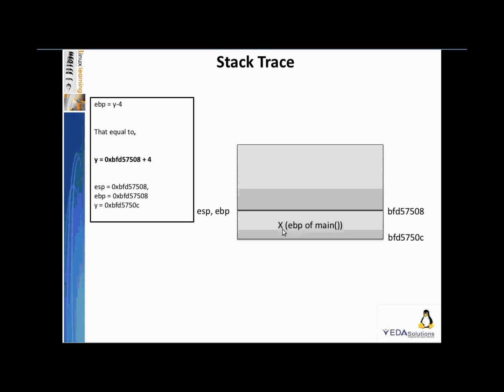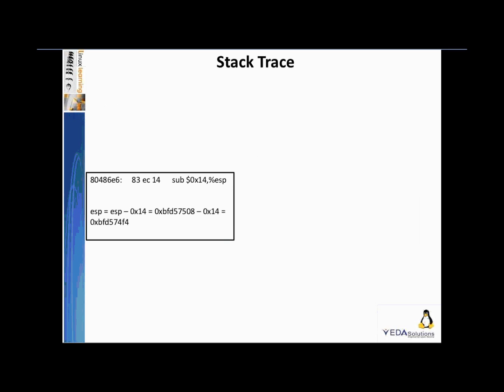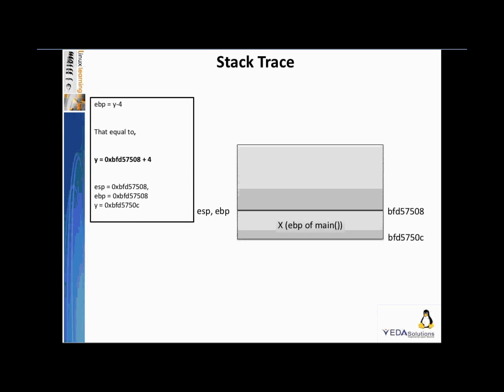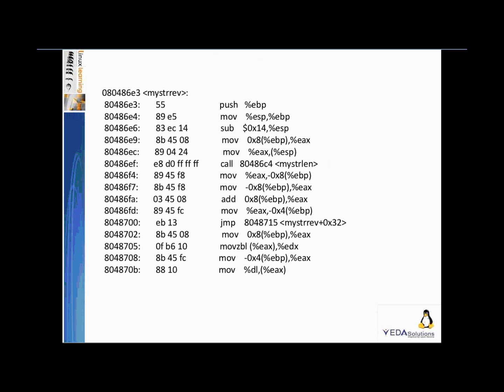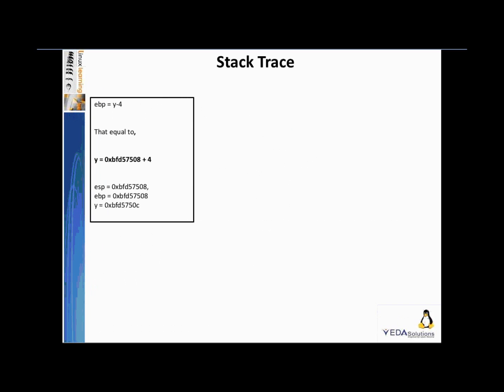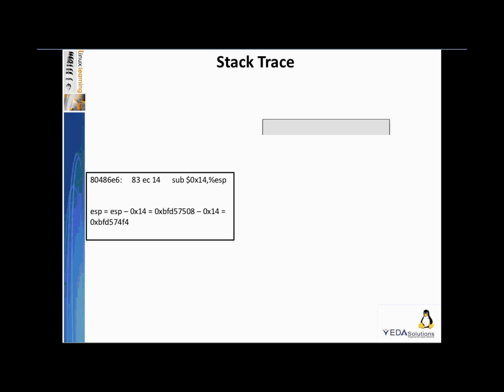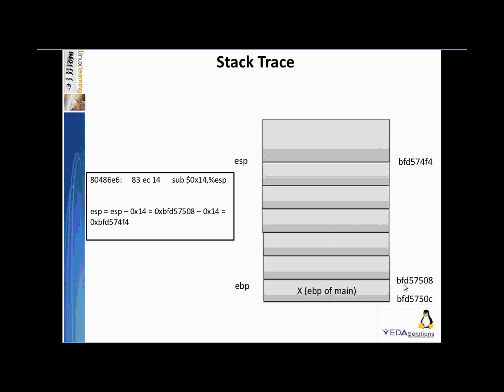Let's move further now to the next instruction of our function. The next instruction of our function is about allocating local data for the stack. You can see the instruction in the binary code here. We are trying to subtract 0x14 from ESP. It means we're trying to allocate 20 bytes of stack data. So as a result of that particular sub-instruction, you should see ESP moving further down by 20 bytes. ESP would be set with 574F4, and EBP would remain at 57508. And here you have 20 bytes of local data allocated for the stack frame of this function MyStringReverse.